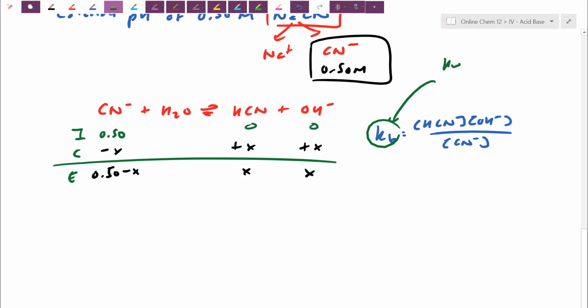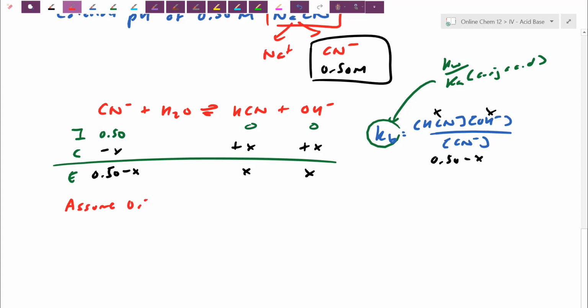I need to go Kw divided by Ka of the conjugate acid, right? In this case here of HCN. I have my x values. This is going to be x and x. This one here would have been 0.50 minus x. This one here, we wanted to simplify the math. I didn't want to do a quadratic expression, so just important for you to write out the assumption.